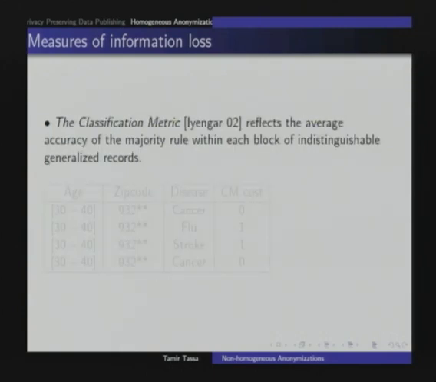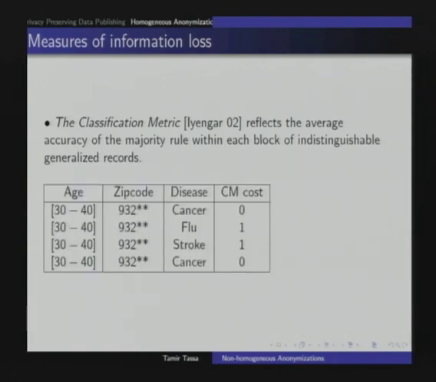I will mention now two other measures that are different in their nature from the first two measures. The first one is the classification metric. And that metric, let me just show you the example. It reflects the average accuracy of the majority rule within each block of indistinguishable records. So let's take this block of 4 records which are indistinguishable. Any anonymization will be composed of such blocks of records. And I look in each such block at the sensitive value, which is the disease in this case.